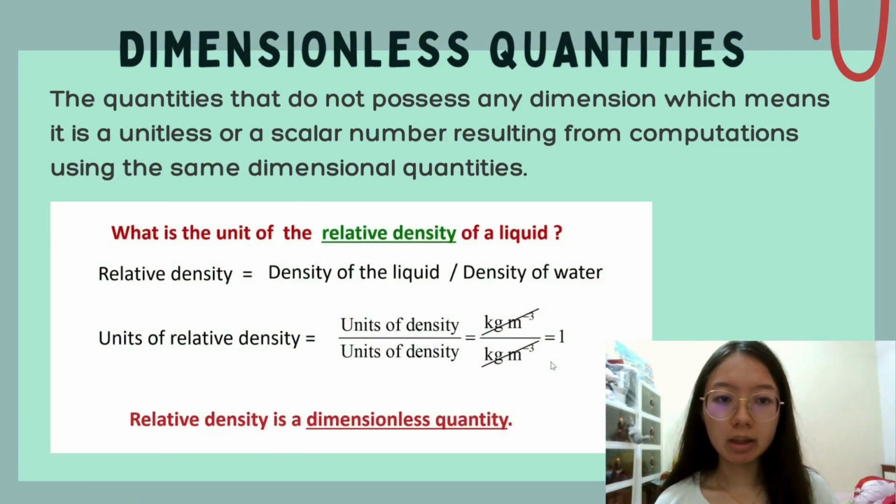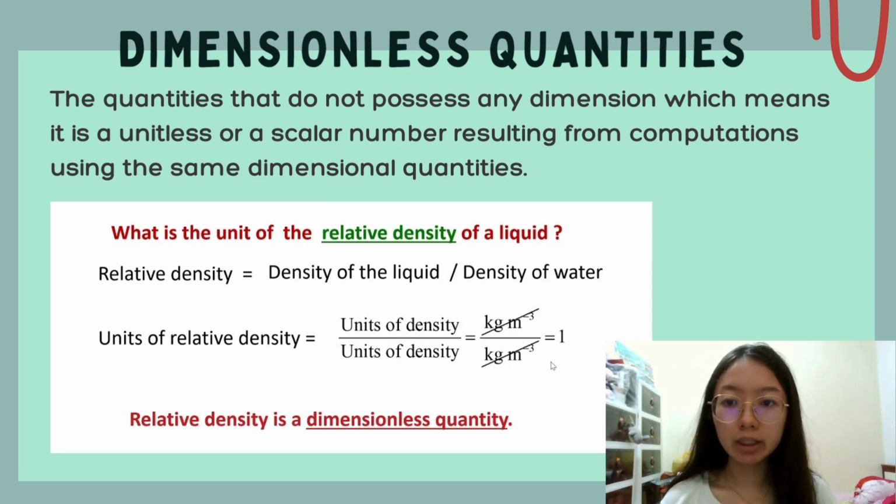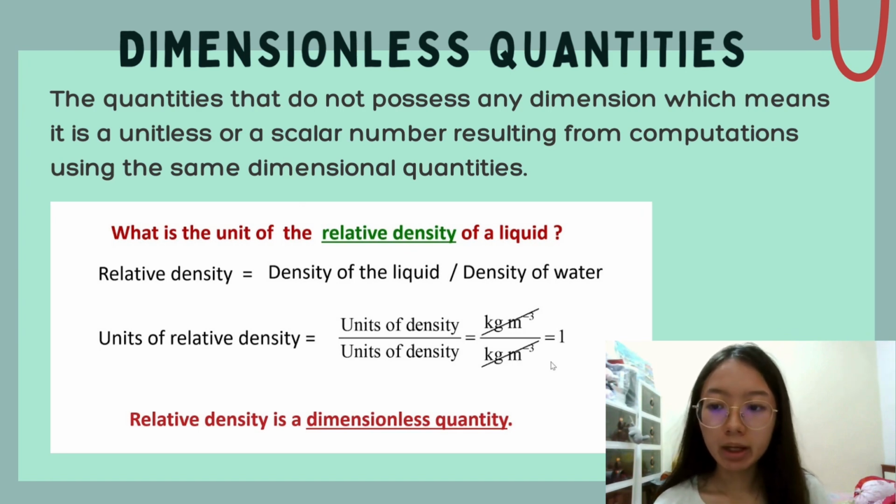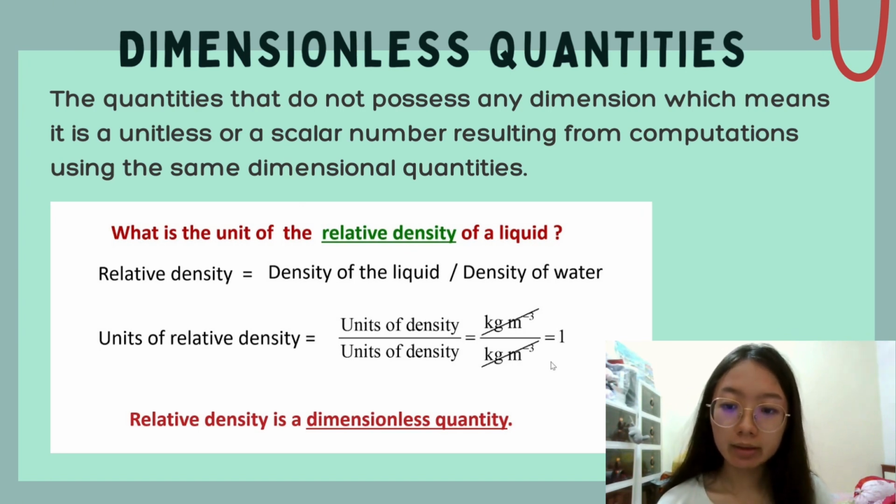So now let's see what is a dimensionless quantity. Dimensionless quantities are quantities that don't possess any dimension, which means it is a unitless or scalar number resulting from computation using the same dimensional quantities. A few of them are radian, atomic mass, specific gravity, and so on. We can see the example here is relative density. For relative density, the density of a liquid is compared to the density of water, and both units are the same. Then they can cancel each other, and therefore the relative density is a dimensionless quantity.